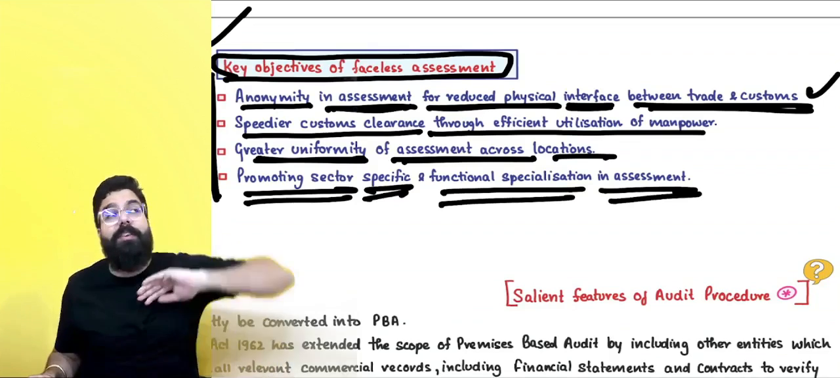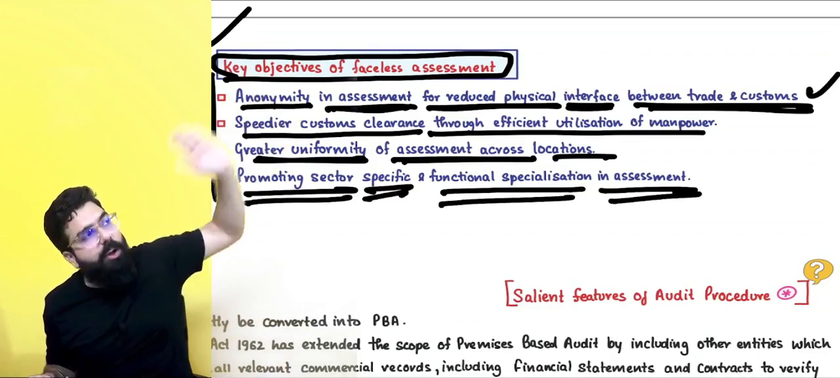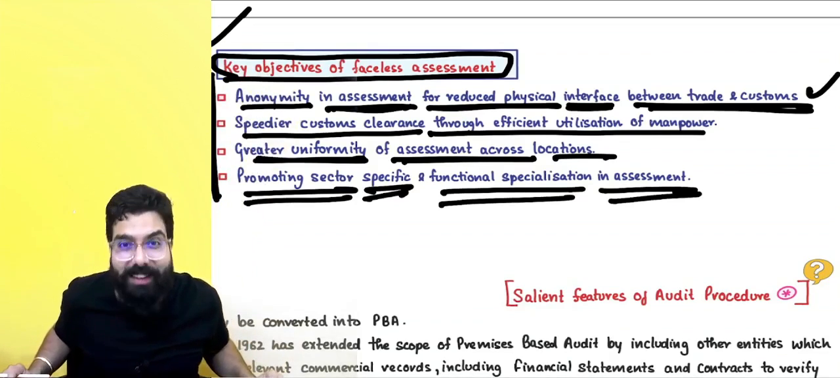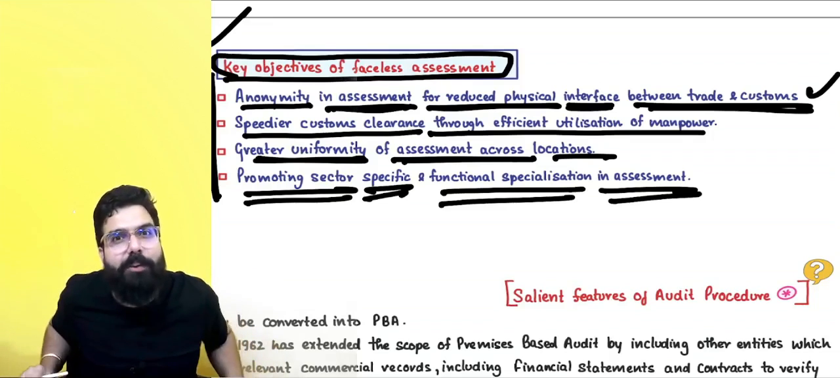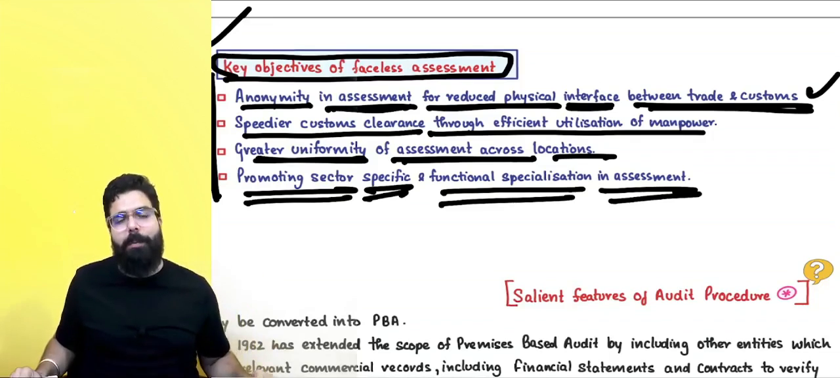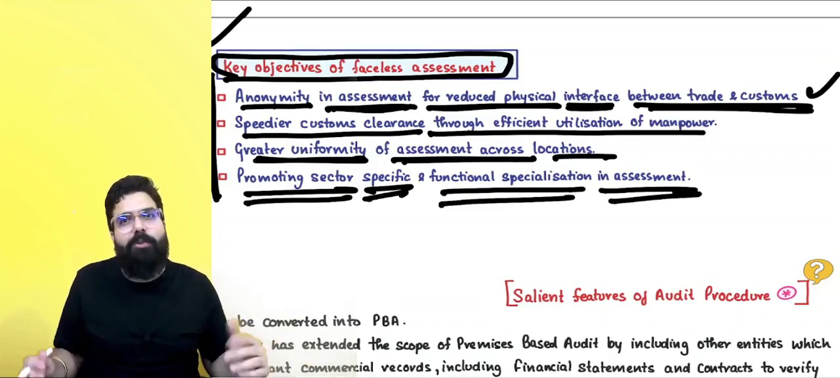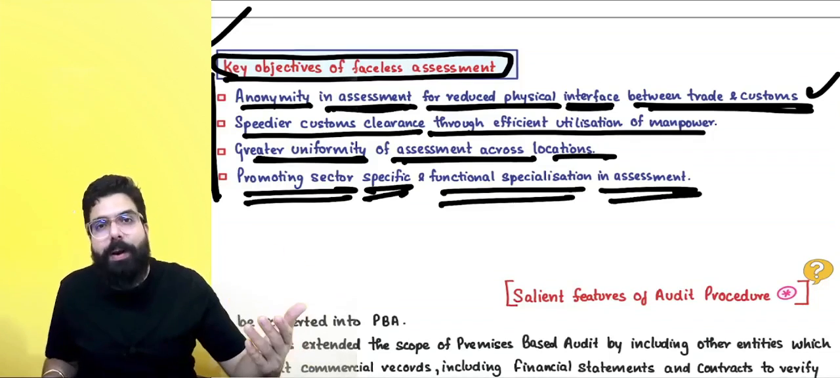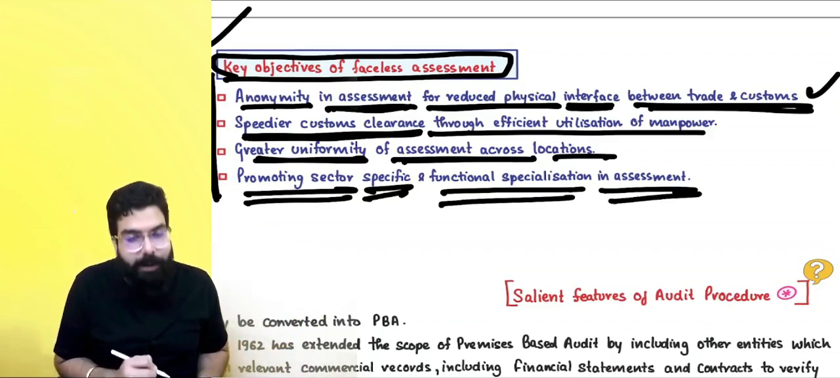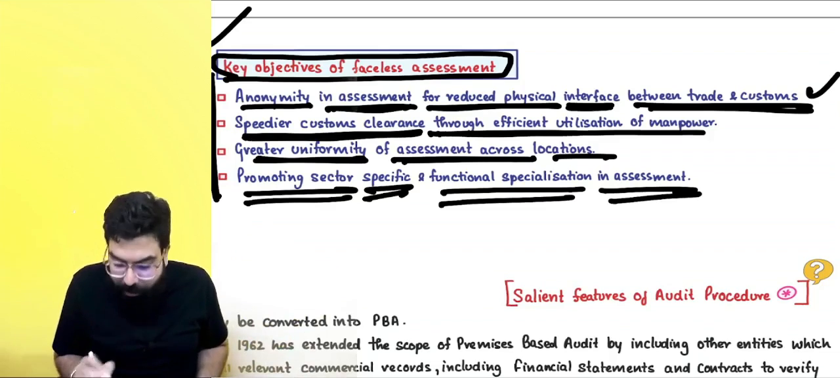Number one, physical interface between you and the custom officer will not be there. And in that scenario, when you don't know each other, when you're not meeting face to face, then there are less chances of any loss to the government. Then, sir, because it's a virtual assessment, quick assessment will happen, and hence in that scenario they're telling speedy custom clearance can happen through efficient utilization of manpower.